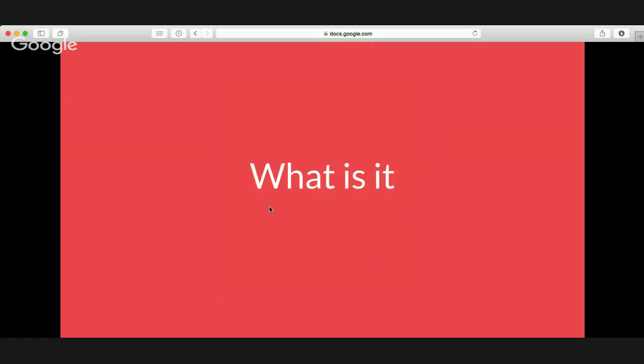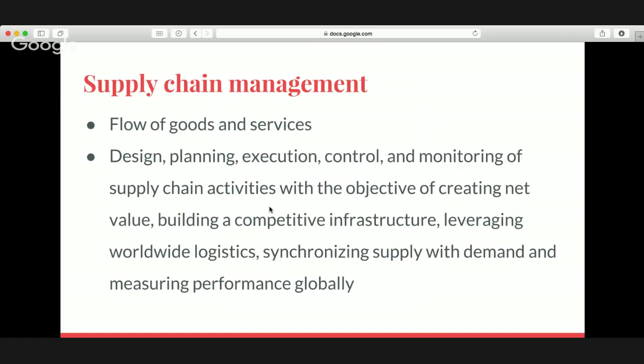So, what is supply chain management? Supply chain management is the flow of goods and services. It has been defined as the design, planning, execution, control, and monitoring of supply chain activities with the objective of creating net value, building a competitive infrastructure, leveraging worldwide logistics, synchronizing supply with demand, and measuring performance globally.